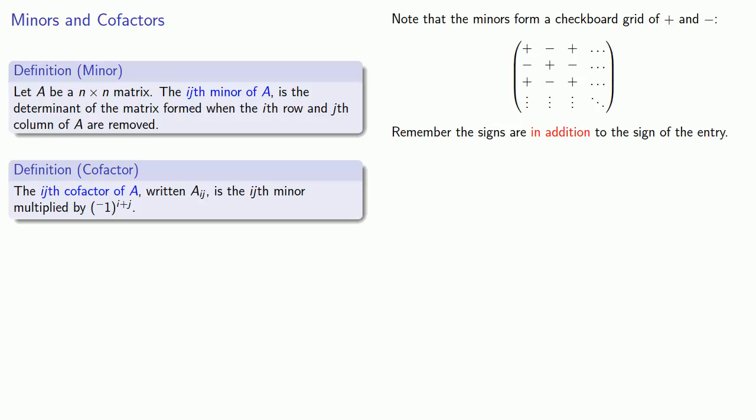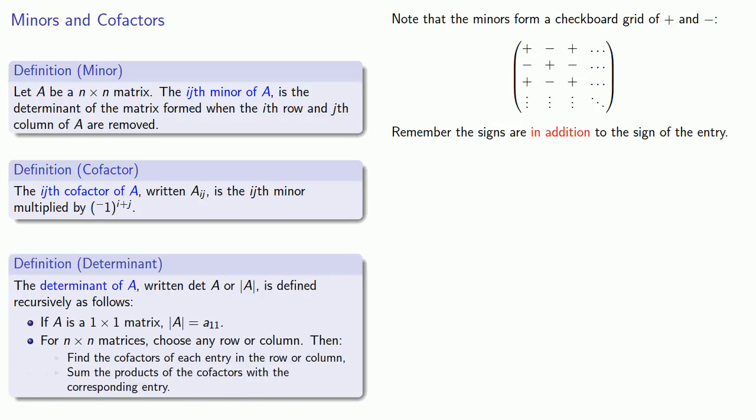And this leads to the following method of calculating the determinant of a matrix A. The determinant of A, written det A or bar A, is defined recursively as follows. If I have a 1 by 1 matrix, the determinant of A is just the single entry that's in A. If I have a larger matrix, then I can choose any row or column. I'll first find the cofactors of each entry in the row or column, and then I'll sum the products of the cofactors with the corresponding entries.